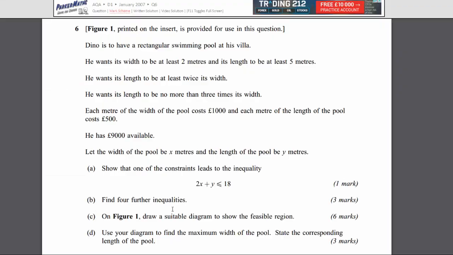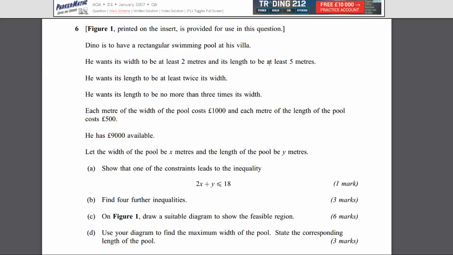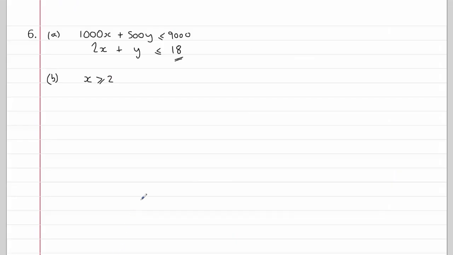Now in part B we need to find 4 further inequalities. We'll start with this one here. It says he wants the width to be at least 2 metres. That tells us that x must be greater than or equal to 2. We're also told the length must be at least 5 metres. That tells us that y must be greater than or equal to 5.